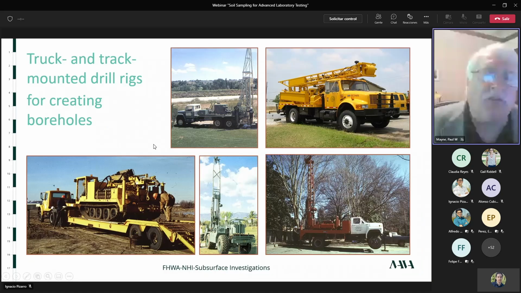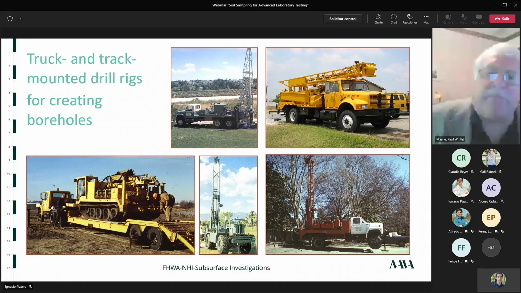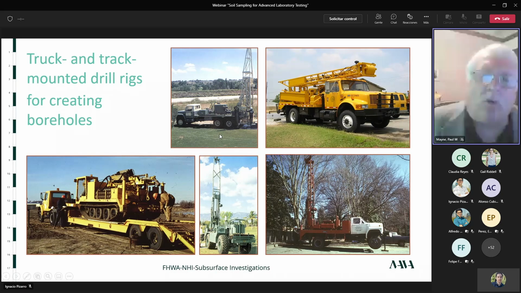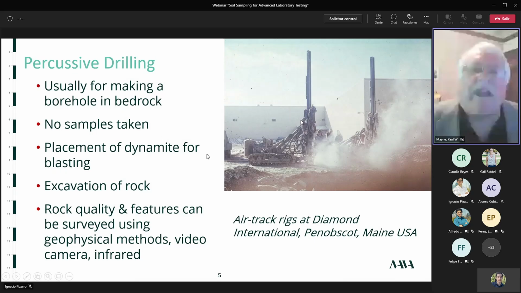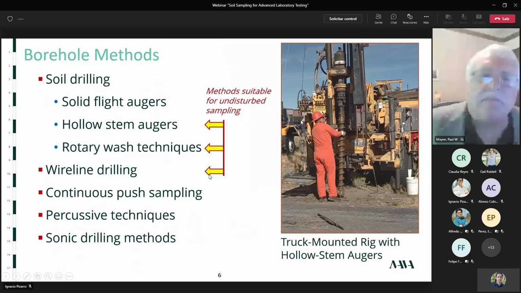To do that, we have to create a borehole. And many times it's just efficient to have the drill rig mounted on a truck or a trailer or some tracked vehicle, depending on the accessibility of the ground. There's also percussive drilling. There's no samples taken, so this is just a way to make a borehole, for example, when we want to place dynamite for excavating rock.